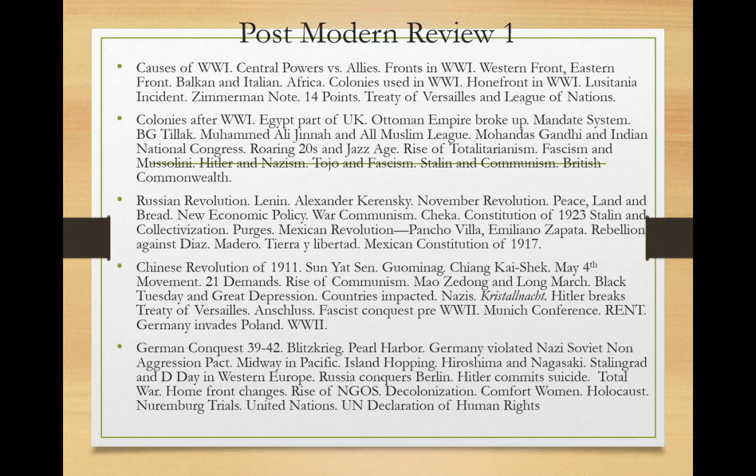In Britain, which was not totalitarian, they will develop the British Commonwealth. The white dominions are basically given full independence, except for economic policy with tariffs and foreign policy.